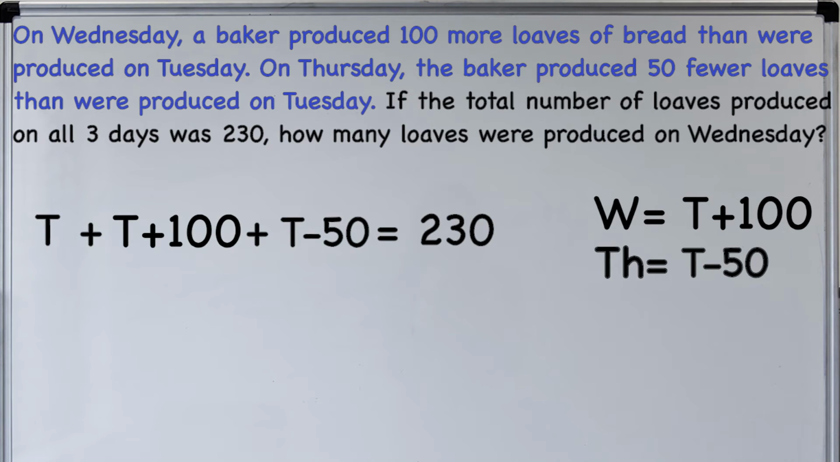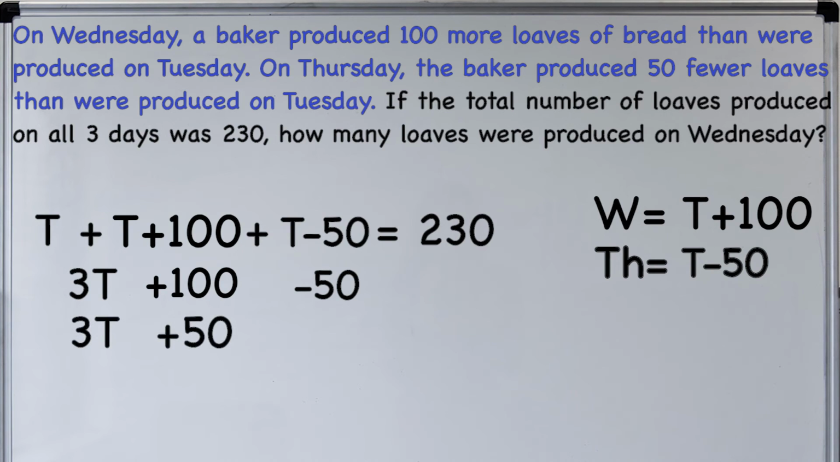So now we have a nice solvable equation. We have T plus 100 plus T minus 50 equals 230. From here, we can just solve, and this is sort of the easy part. First, just combine like terms. So we have 3 T's here. We can put those together and turn that into 3T. And then we have a plus 100 and a minus 50. So putting that together, we get 3T plus 50 equals 230.